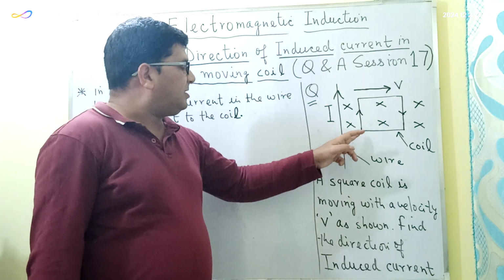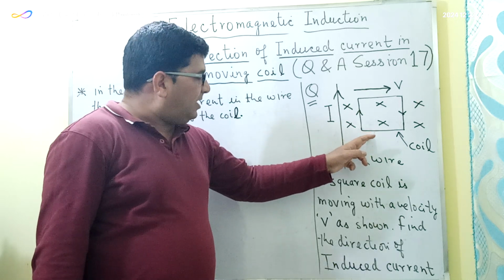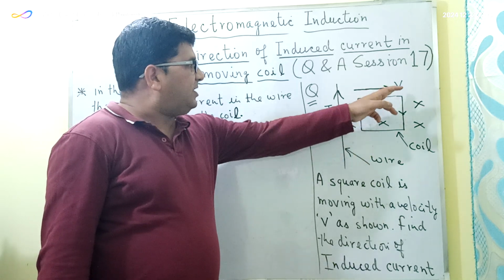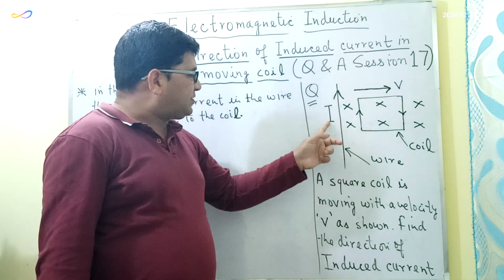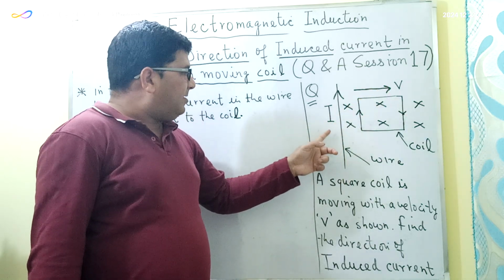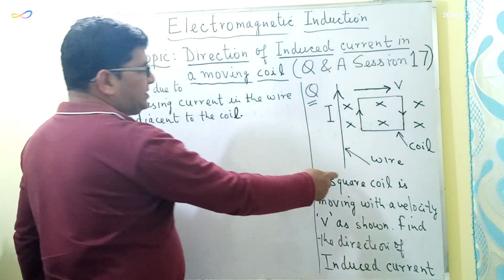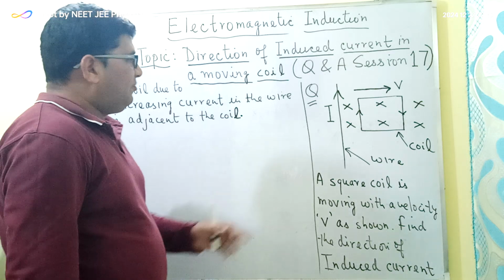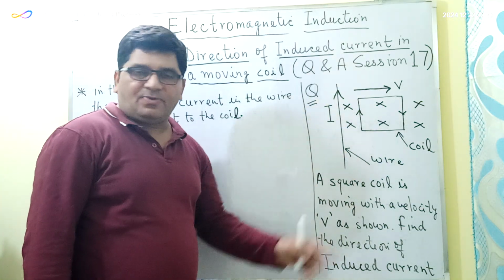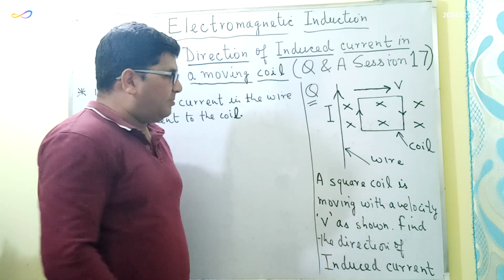This wire is lying adjacent to the coil, and this coil is moving with a velocity v in the direction indicated by this arrow, and the current flowing in this wire is changing with time. Because of this current, a magnetic field will be generated around this wire, and the direction of that magnetic field will be given by the right hand thumb rule.